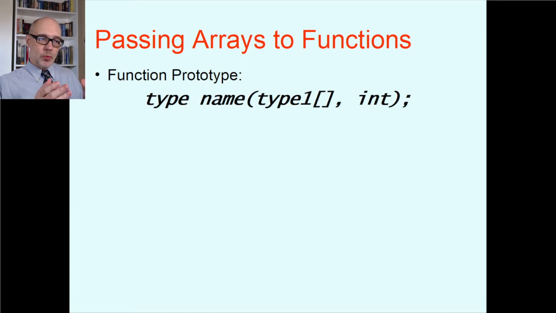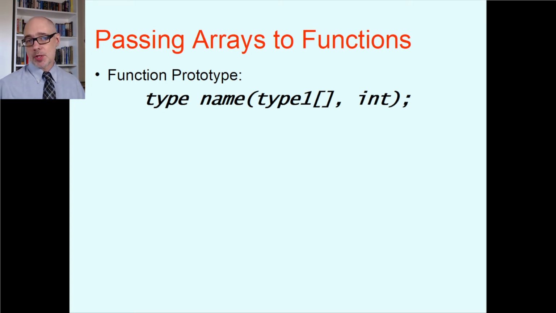So your function prototype is going to look like: here's the return type, here's the name, here's the type of my array, square brackets that are empty. Not going to be anything in those square brackets, just saying this thing here is the name of an array. And then there's going to be a second parameter, an integer that tells the function how big the array is. That's going to be indicating the size.